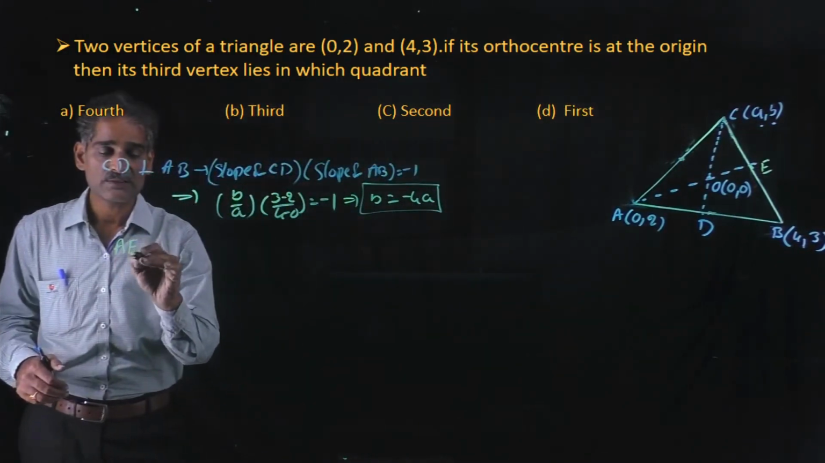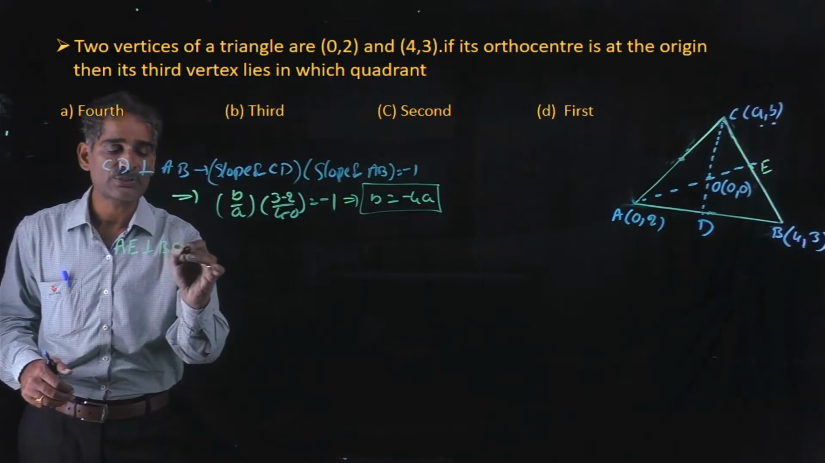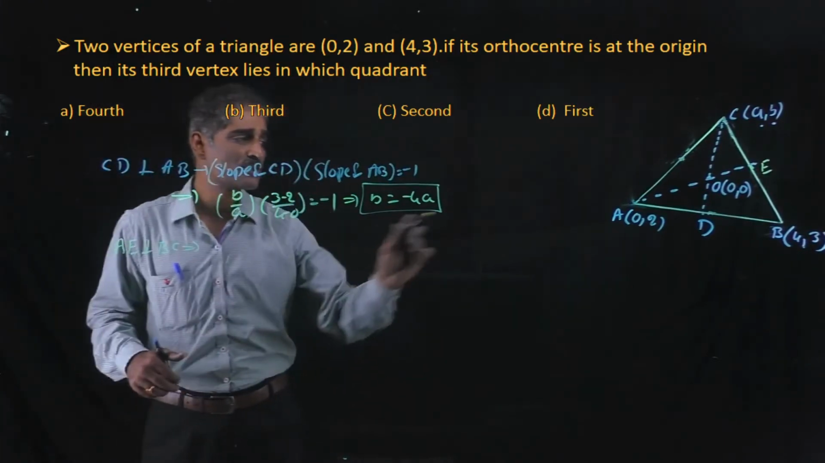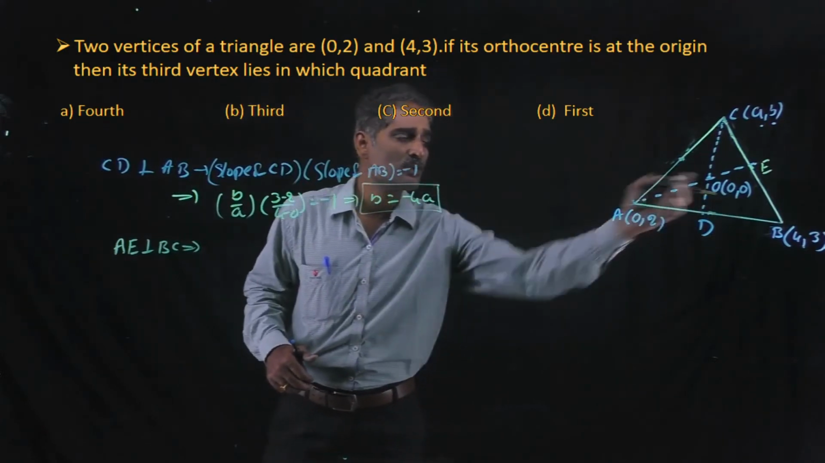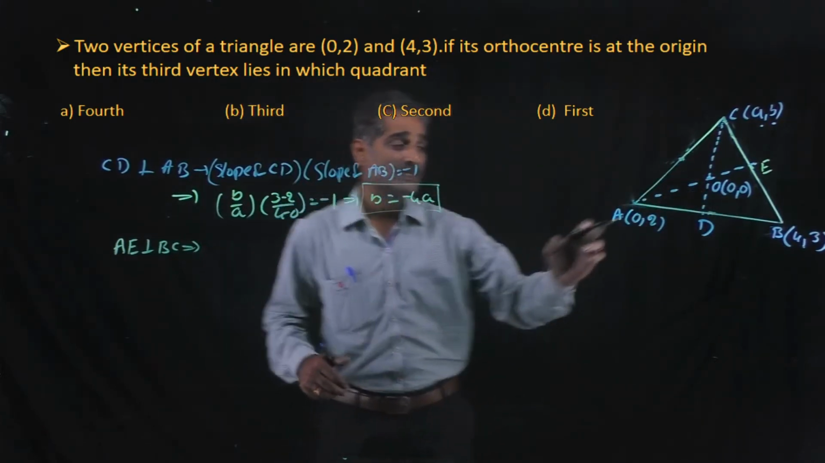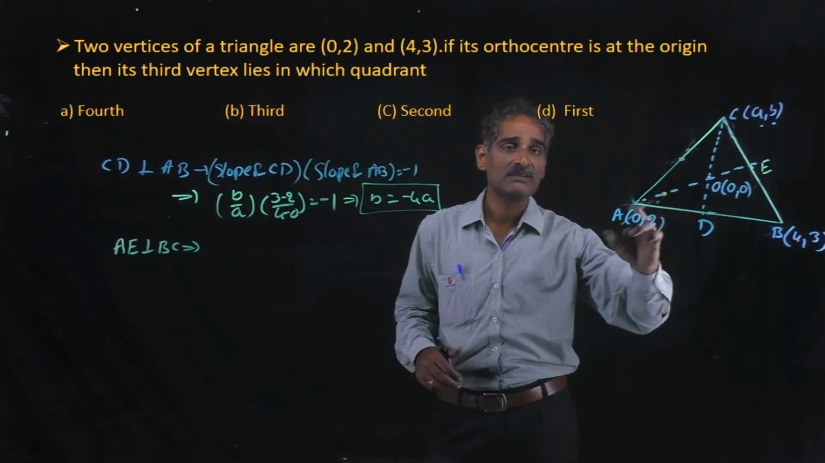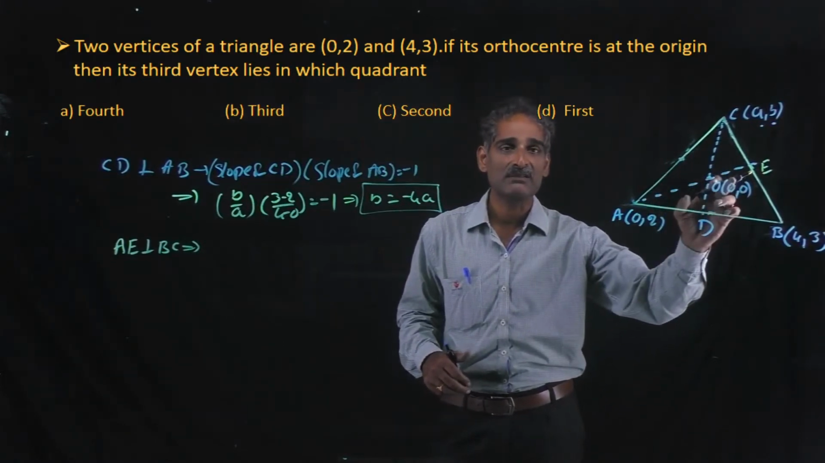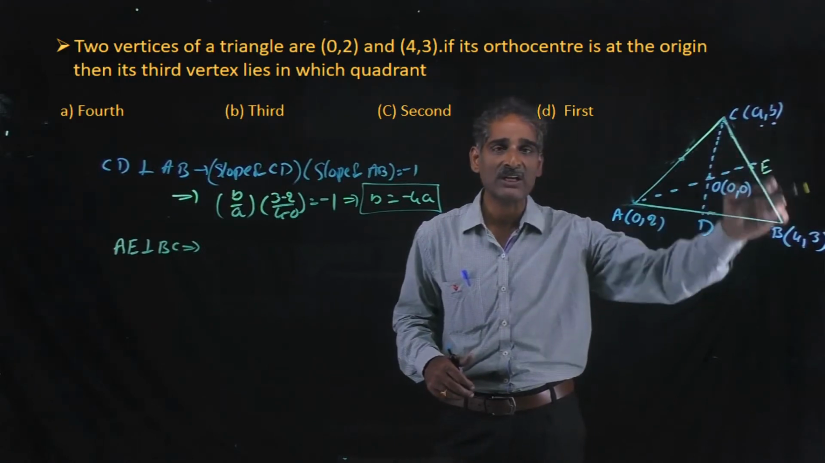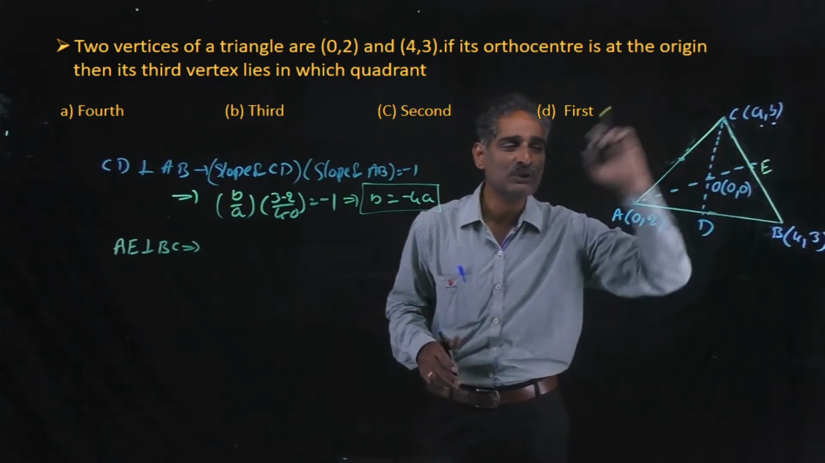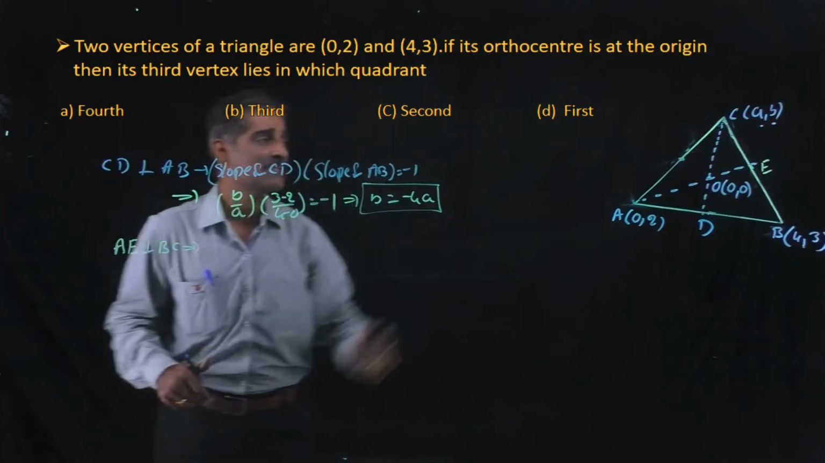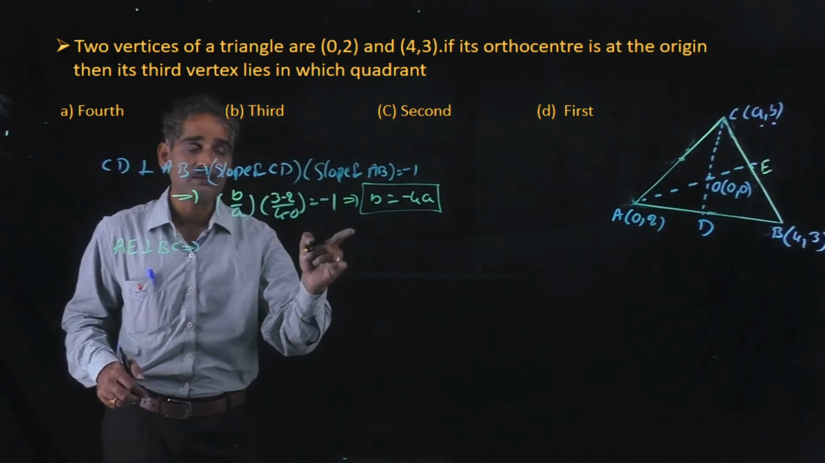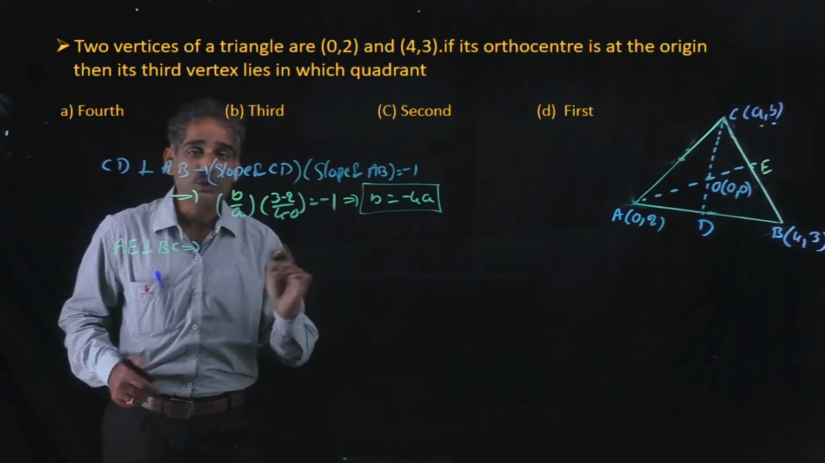AE is perpendicular to BC. This implies the slope of AE is (2 minus 0) by (0 minus 0). Here the slope of this line is not defined. This is a vertical line. That means the other is a horizontal line, and its slope should be 0. You remember it. So AE is perpendicular to BC. The slope of AE is not defined, so the slope of BC should be 0.